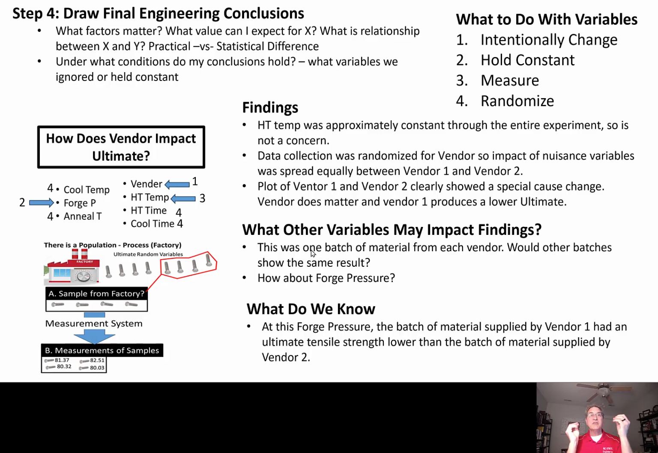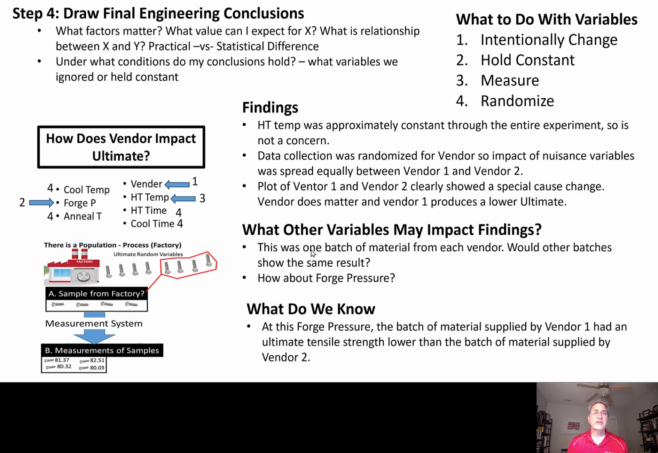This is the piece. This is what you want to get in the habit of asking yourself. What do I really know so I don't oversell what I've learned? Here's what I know. At this forge pressure, the batch of material supplied by vendor 1 had an ultimate tensile strength lower than the batch material supplied by vendor 2. That's all I know. I can't branch out any more than that. If I need to know more, then I need to do some more experimenting.